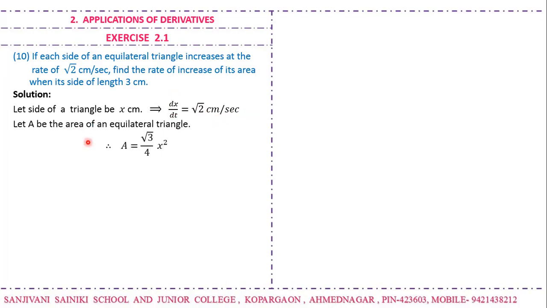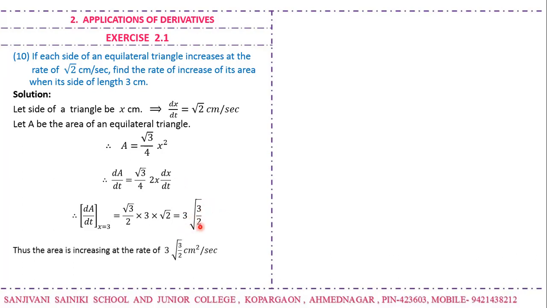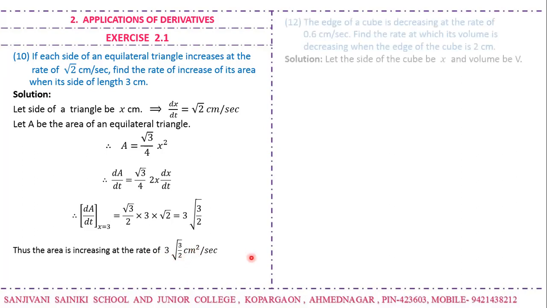Now let A be the area of the equilateral triangle. Now we have the formula to find the area of the equilateral triangle, root 3 by 4 side square. Use that. Differentiate with respect to t, you get root 3 by 4 into 2x dx by dt, but dx by dt is already given, root 2, so put that value and simplify. You'll get 3 times root 3 by 2. This is the rate at which the area is increasing. Okay, the area is increasing at 3 root 3 by 2 centimeter square per second.